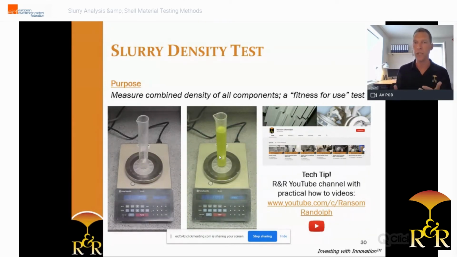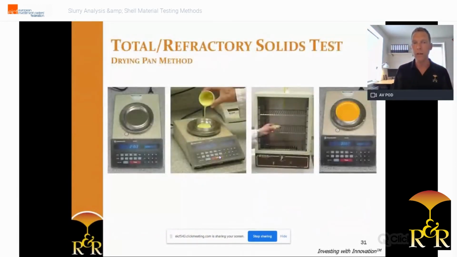If it's out of spec, what is the ratio of refractory and the binder solids in a slurry? So therefore, you really should also perform a total or refractory solids test. The purpose is to determine the actual percentage of refractory in slurry by measuring the total solids. And this test is really simple.